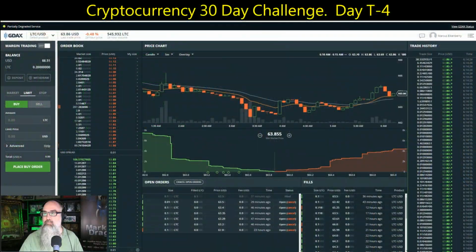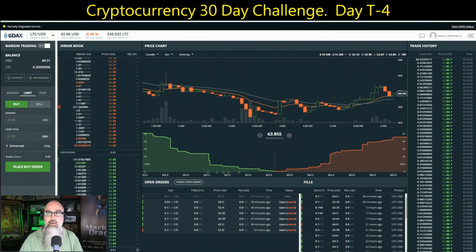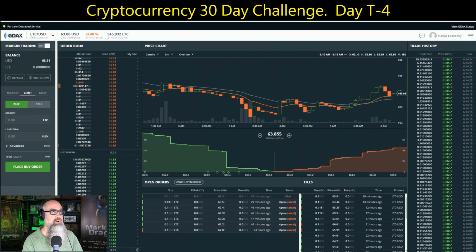So we're going to talk about methodology here and not about specifics of exactly which button to click, so that you can apply this to anything. So let's take a look at my setup here. I'm using GDAX and I'm funding from Coinbase.